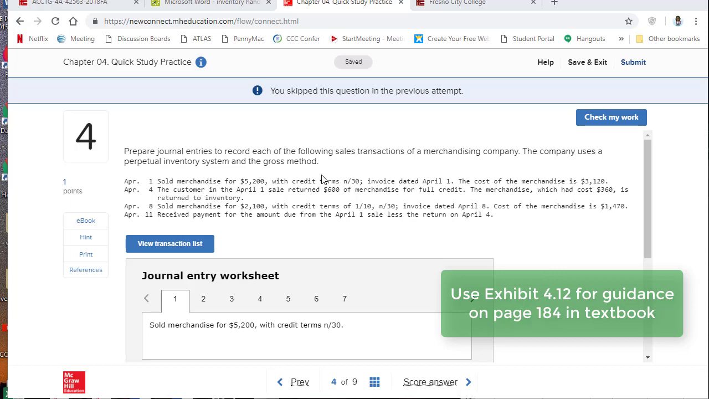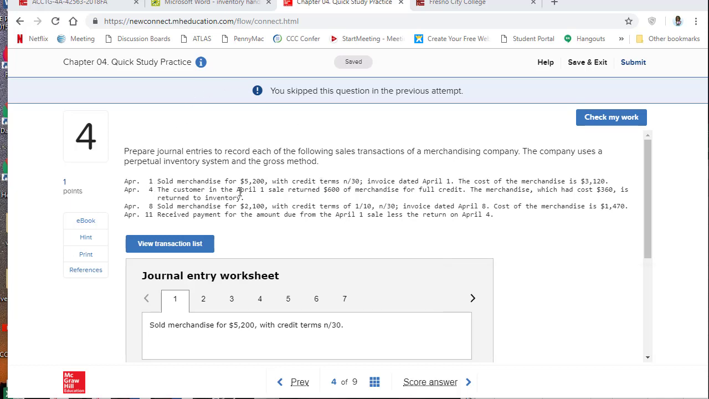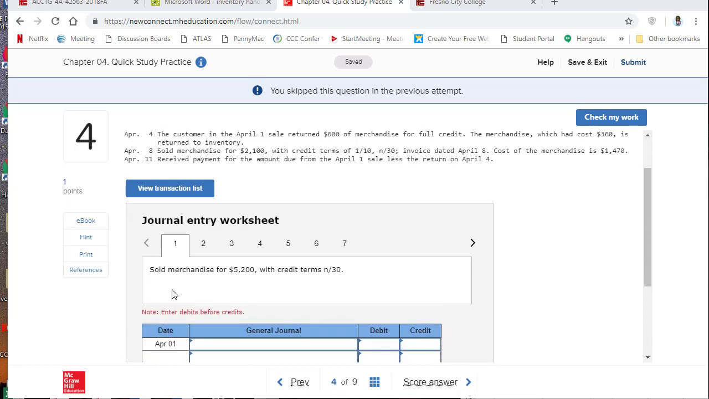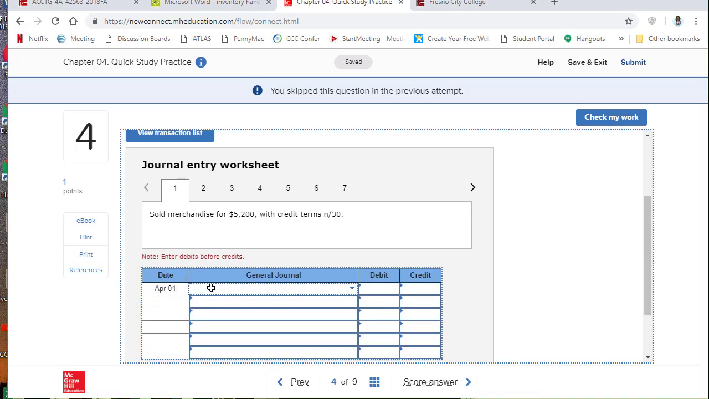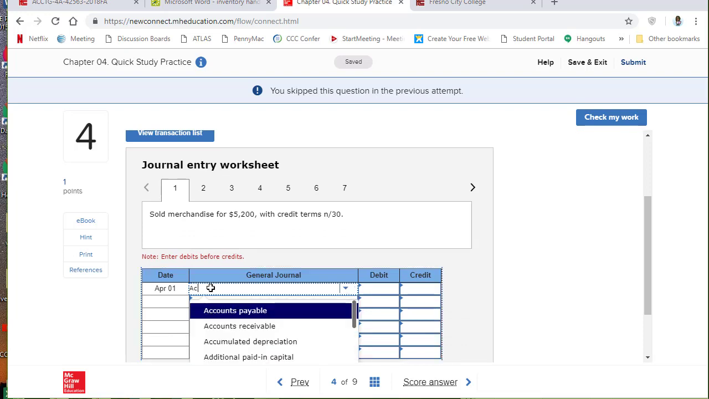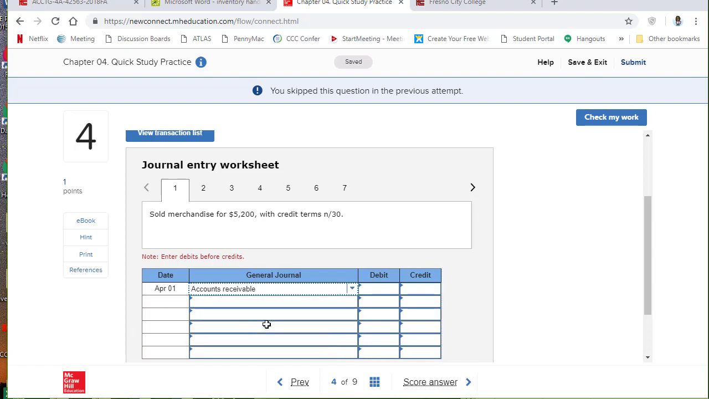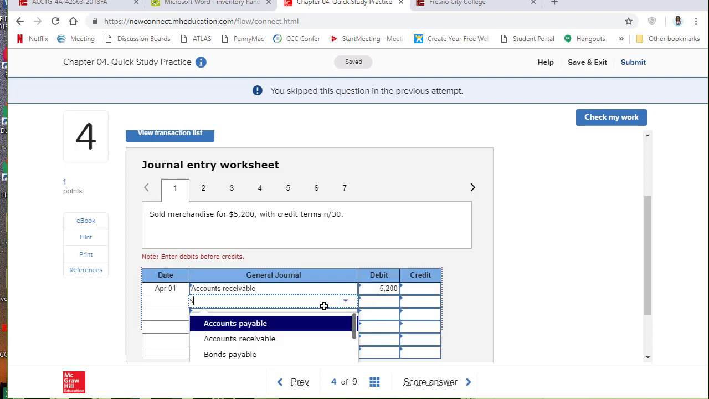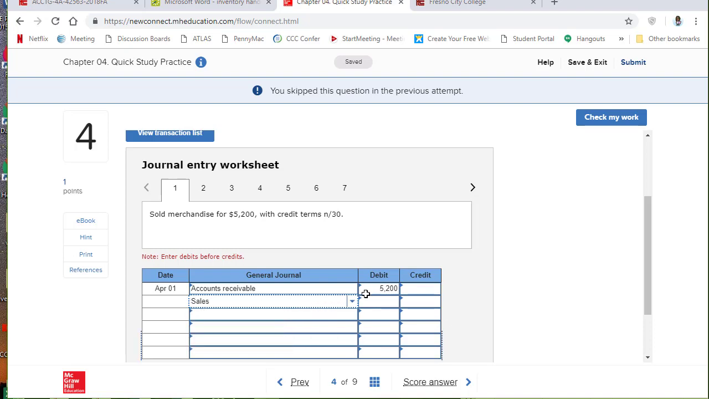Exhibit 4.12. April 1st, sold merchandise for $5,200 with credit terms n/30, invoice date April 1st. The cost of the merchandise is $3,120. So we want to first record the merchandise that's being sold. Since we're using a perpetual system and we're given terms, we can assume that this is on account. So we're going to debit accounts receivable, the asset, for the full gross amount, $5,200, and credit sales. We're earning our revenue because the title of the goods is being transferred to our customer. And that will be the first entry.